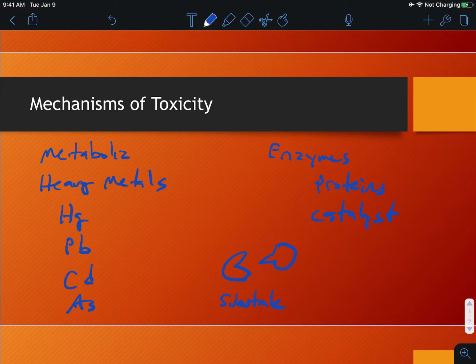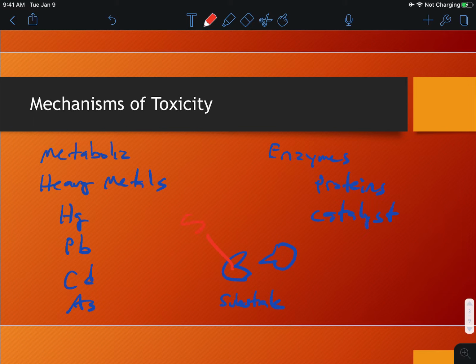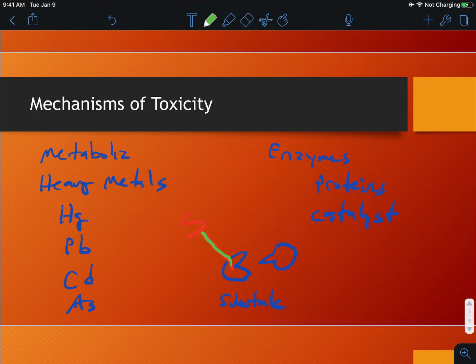It turns out that these enzymes in our bodies have a lot of sulfur associated with them. That's a bad color choice, sorry. Maybe go with like a green here. Have a lot of sulfur. Turns out that these heavy metals, they like sulfur.